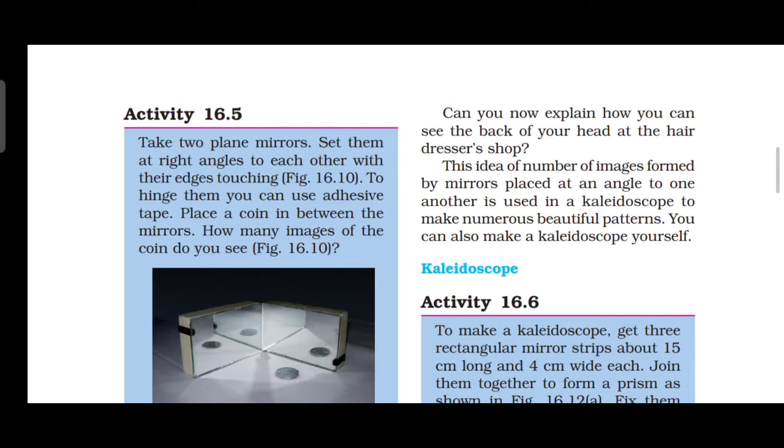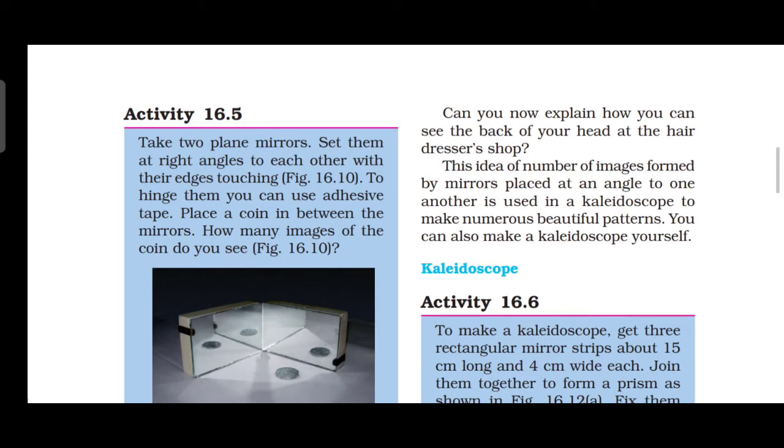Join the mirrors using adhesive tape at different angles, say 45 degree, then 60, 120, 180 degree, etc. Then place some object in between them, sometimes it may be a coin or candle. Then we want to observe how many candles are showing in the mirror.